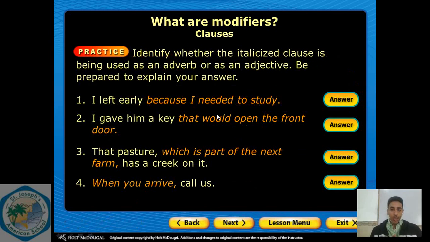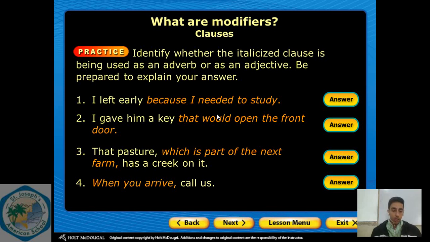Now it's time for practicing. In these sentences, stop the video please, and decide by yourself whether those highlighted dependent clauses are behaving as adverbs or as adjectives. You have one minute to decide. Stop the video, answer by yourself, and then continue. I'm going to answer now.